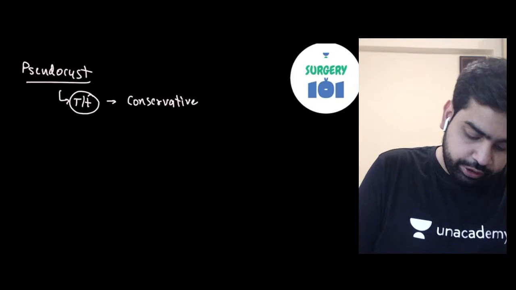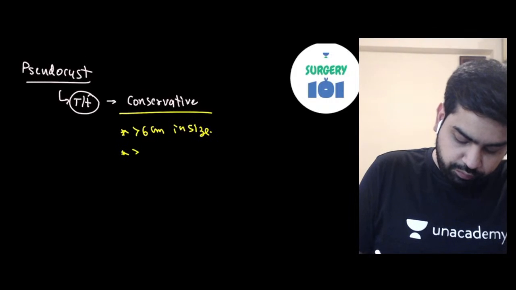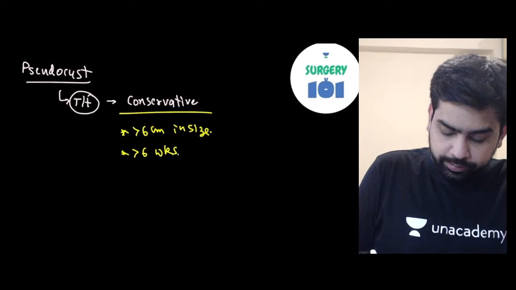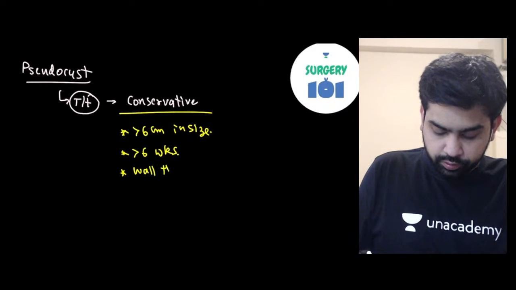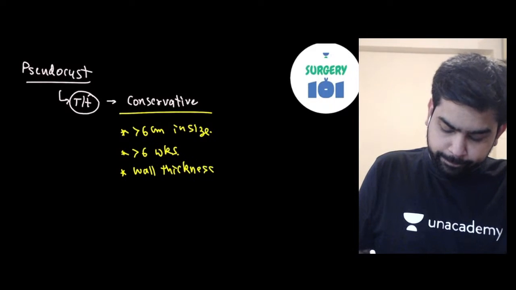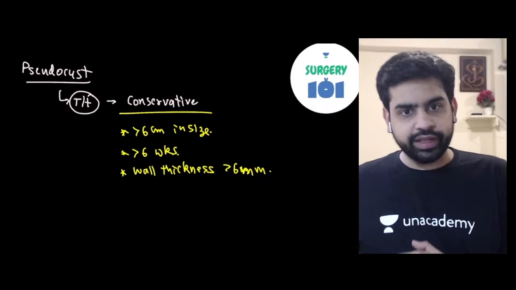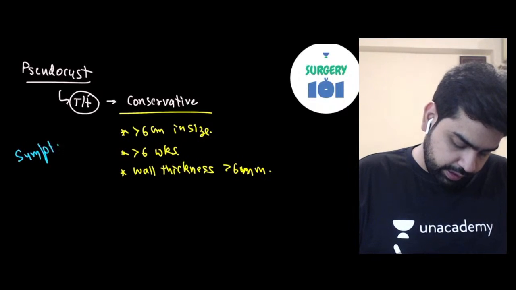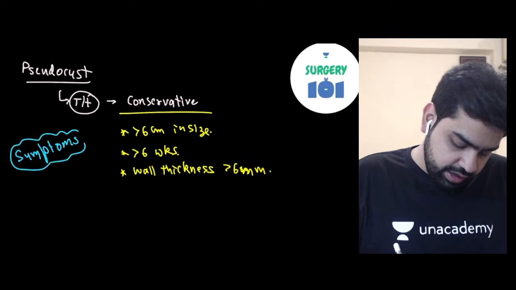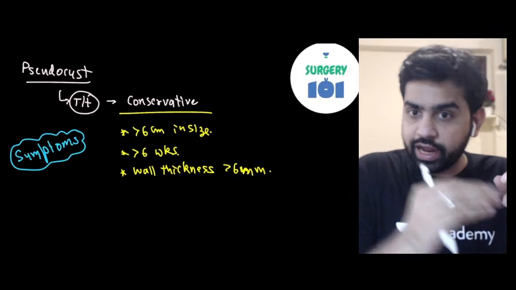But if the lesion is more than 6 centimeters in size, or it is more than 6 weeks old, or the wall thickness is more than 6 millimeters, then you might consider the drainage. That's all fine. But what you need to appreciate is symptoms. Symptoms are the main or the key feature to be considered. If the patient is symptomatic, you definitely have to go in for an intervention.